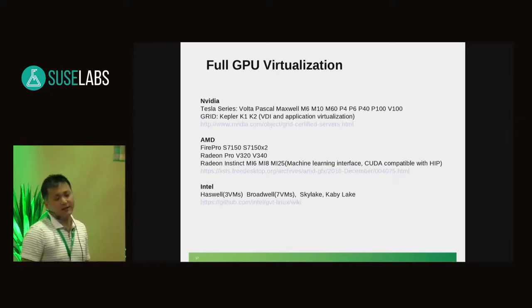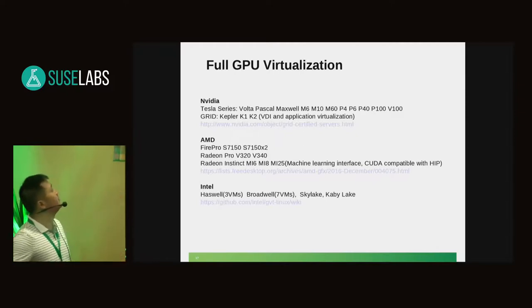And this is the hardware which could support this function. For NVIDIA, it's mostly their high-end product line: Tesla, like the Volta, the latest Pascal, and Maxwell. And GRID could support some graphics requirements, K1, K2, you may have heard of that. It's mostly for the VDI feature. And AMD announced the FirePro a few years ago, like the S7150, and also the Radeon Pro. They also released a compute product line: MI6, MI8, MI25.